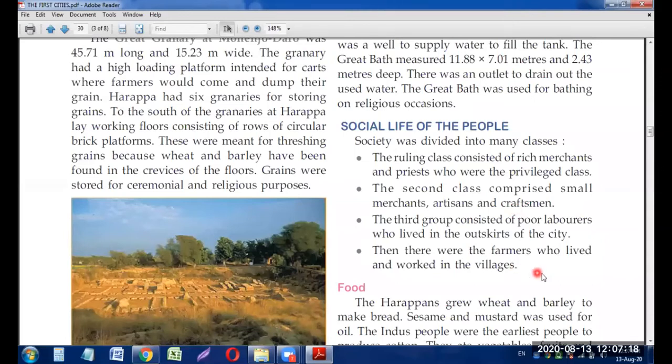Then there were the farmers also, who lived and worked in the villages. So there is another class of people, especially the farmers, who used to live and work in the villages. So these are the four classes of people, my dear students. The first is the rich merchants and the priests. Second, the small merchants, artisans, and craftsmen. Third, the poor laborers who lived outside the city. And fourth, the farmers who lived in the villages and did agriculture work. So these were the social lives, and this is how the people were divided.